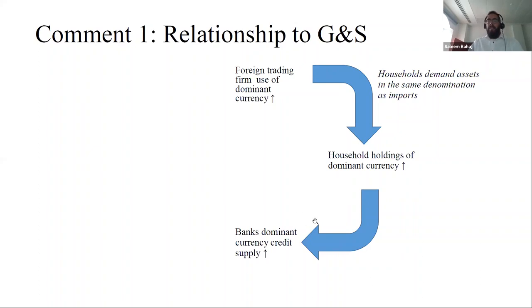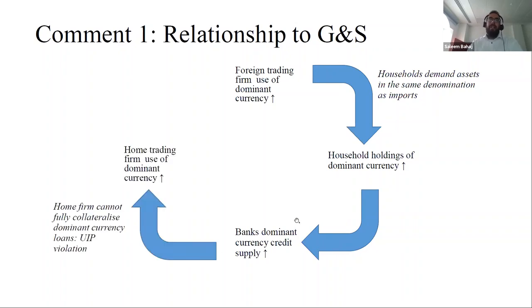Okay, and to do that, they basically deposit the dominant currency, the dollar, at local banks. That means that banks need to supply assets in that currency somehow. They need to match the deposit with the assets, and they supply that dollar lending to home trading firms, okay? And they're going to take on these dollar loans, and they'll start then in turn, as we've seen in the previous presentation, pricing their exports in dollars.